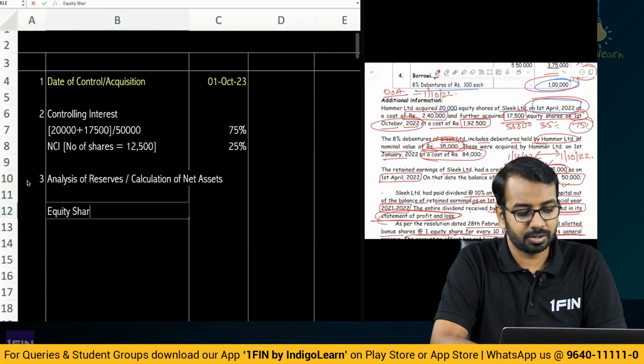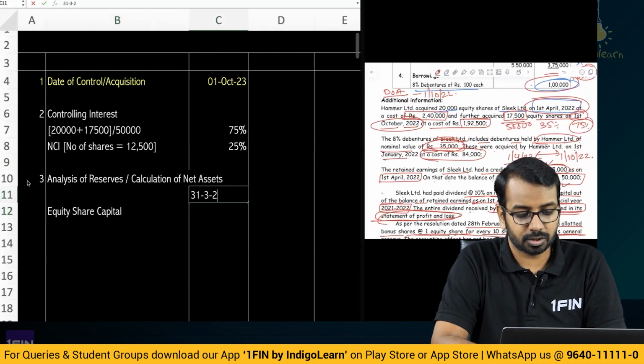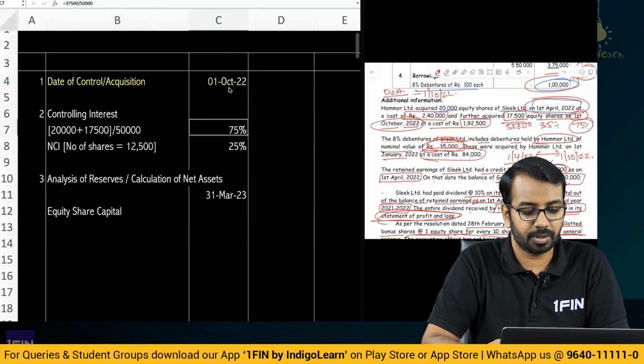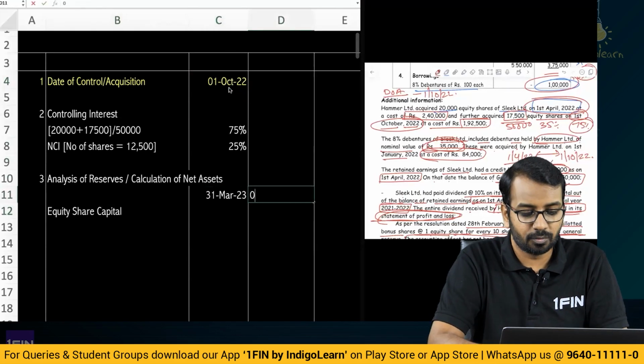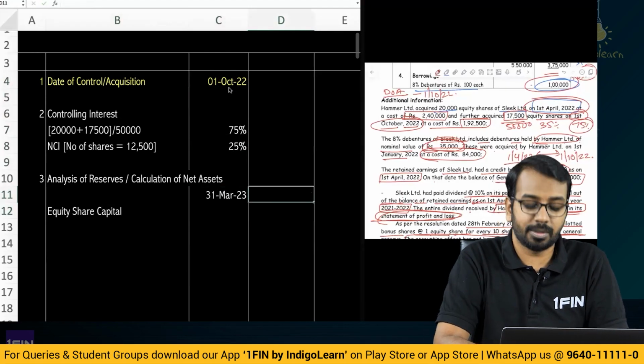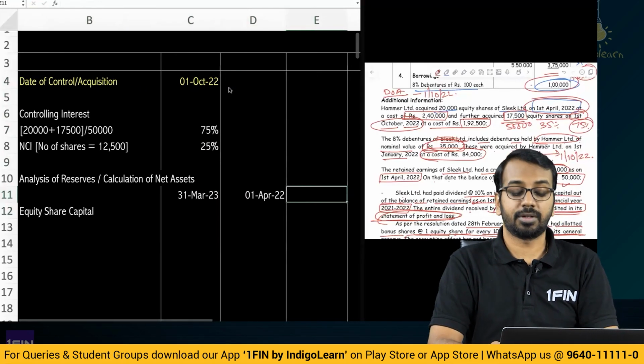We have equity share capital. This is on 31st of March of 2023. Date of acquisition is 22, not 23. Okay, 31st March of 23. And what is the balance on 1st of April of 22? That is the number they have given.